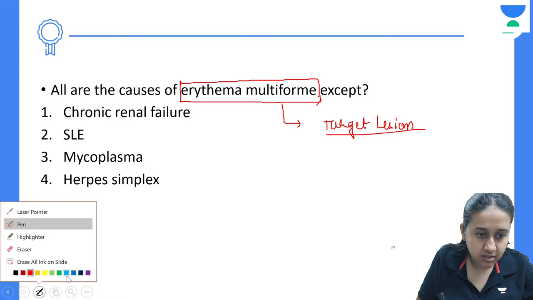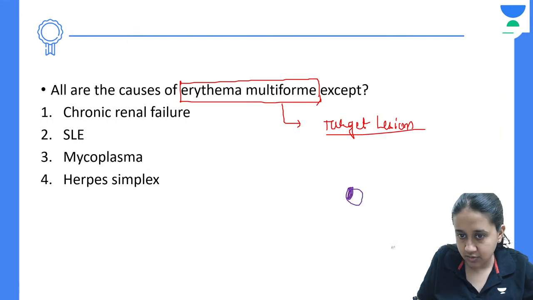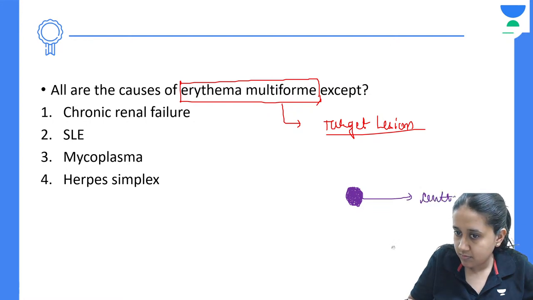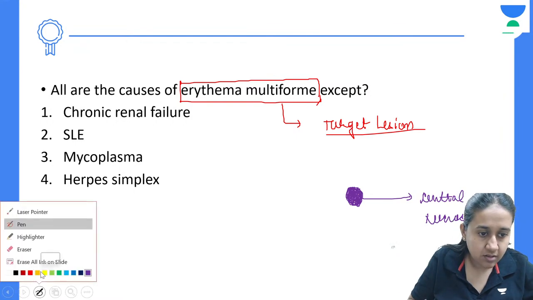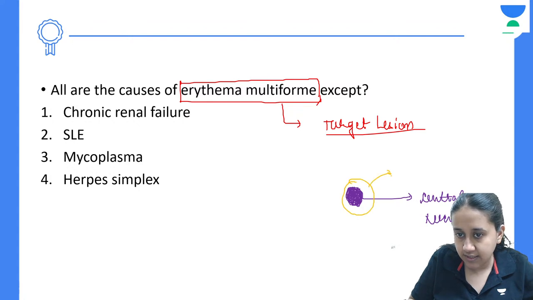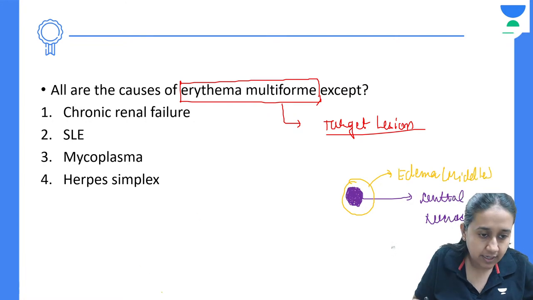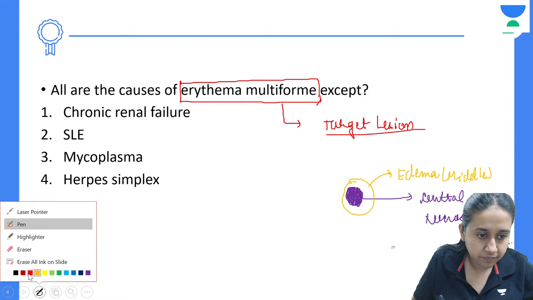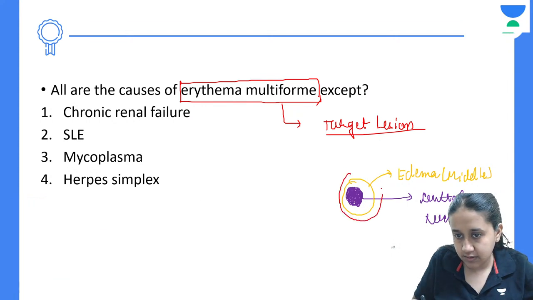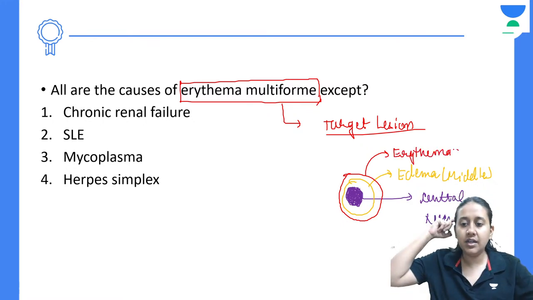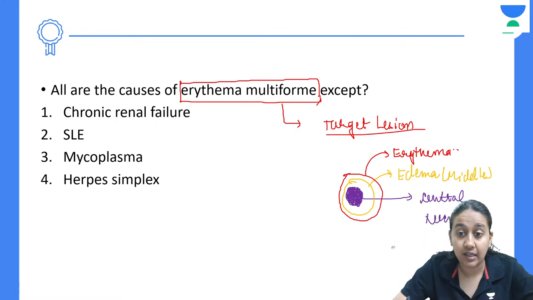where you have a central necrosis, then you have an edematous zone. The middle one is edema. I hope it is visible to all of you. And the outermost is the redness. So you have erythema, edema and central necrosis. This is a very classical target lesion.